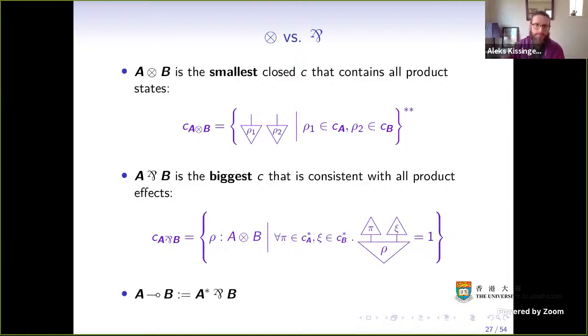Okay, and then once I have these two things, I can define my space of maps in terms of the par. So the maps going from A to B is A dual par B. Okay, so that's the things which are normalized for taking a state on A and an effect on B. Okay, so whereas in a compact closed category, there's only really one interesting way to put two systems together, here there's three.